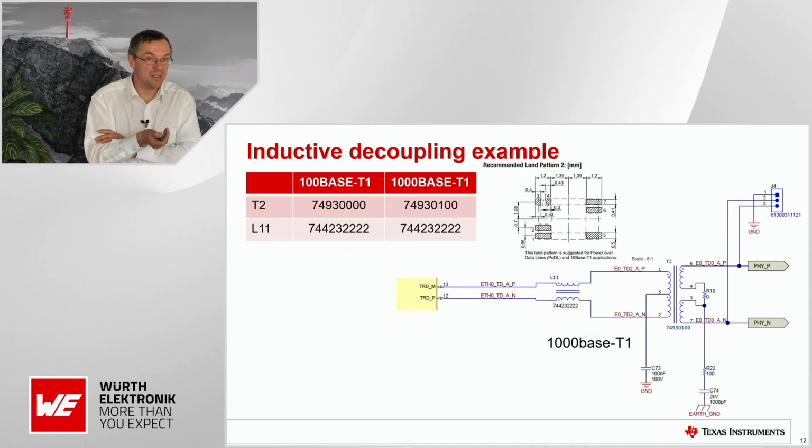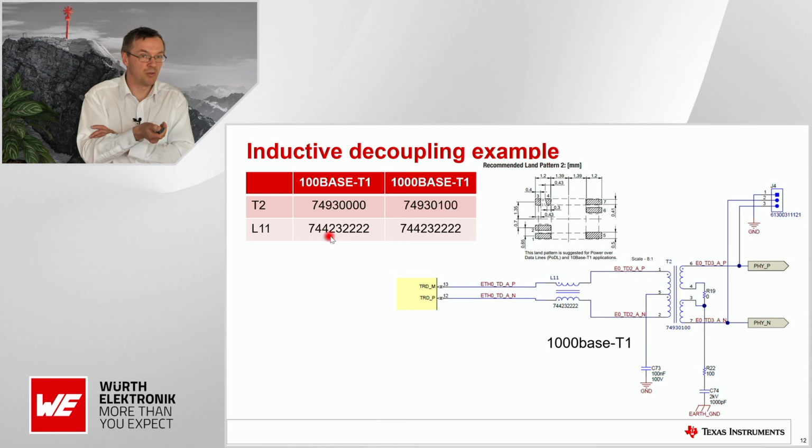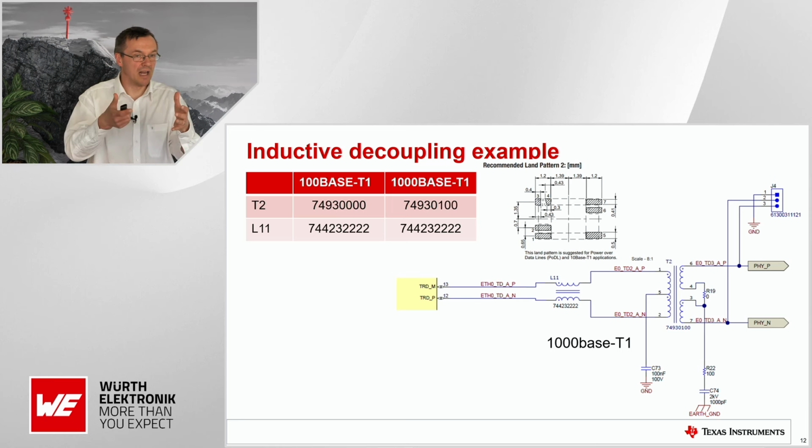Now, looking at the inductive coupling, you see the example of the common mode choke, but also the transformer we use. Basically, you see them here for the 100BASE-T1, but also for the gigabit BASE-T1. What you can also do is simply take the gigabit one and use it for both the 100 and the gigabit version, and you can have one board with small updates around the PHY, and you can pick either 100 or gigabit without building a new system, so to say.